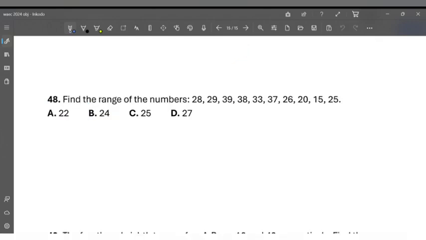Find the range of the following numbers. Now we are given a set of numbers and we are told to find the range. Now what is the formula for range? Range is simply the highest number in the set minus the lowest number. So all I need to do is look at this set of numbers. What is the highest number here?